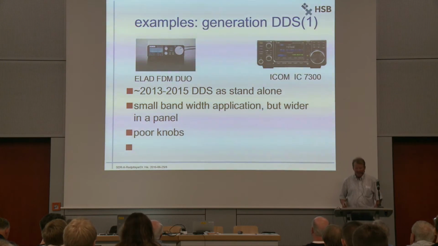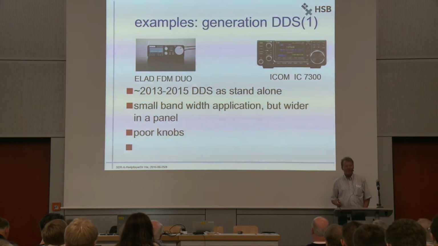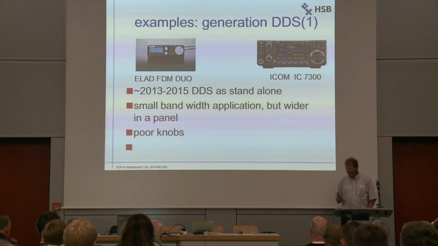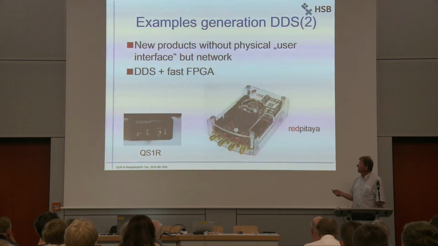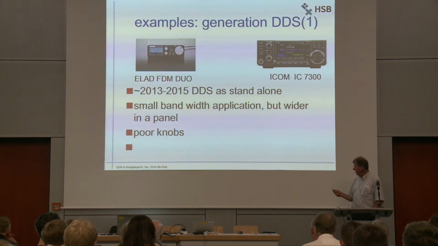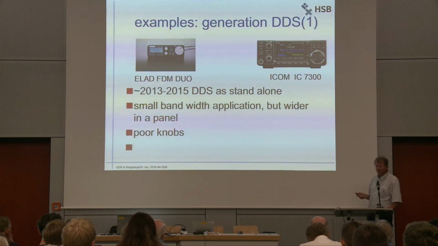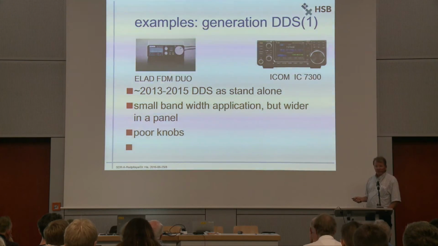Let me give some examples of the generation direct sampling systems. These are the Elad Duo, the Elad FM Duo, introduced in 2013 to 2015. This one was introduced in 2015. And you will find they are always operating with small bandwidth in the application.